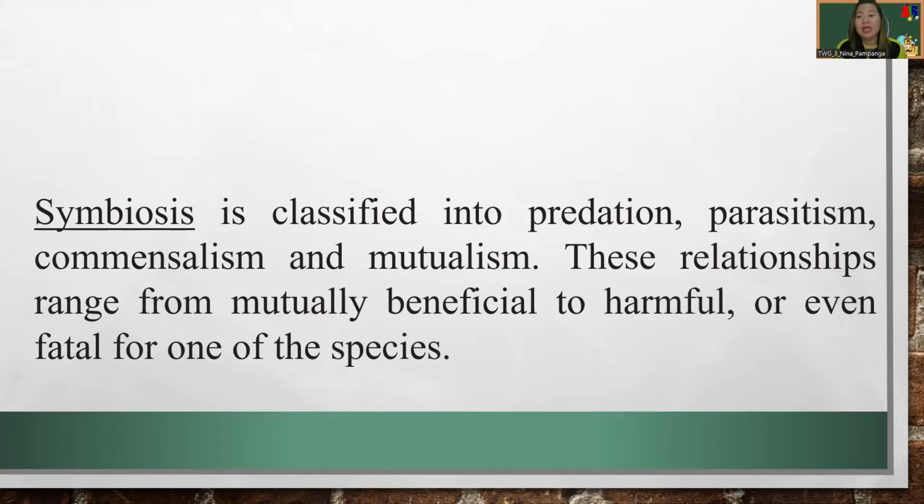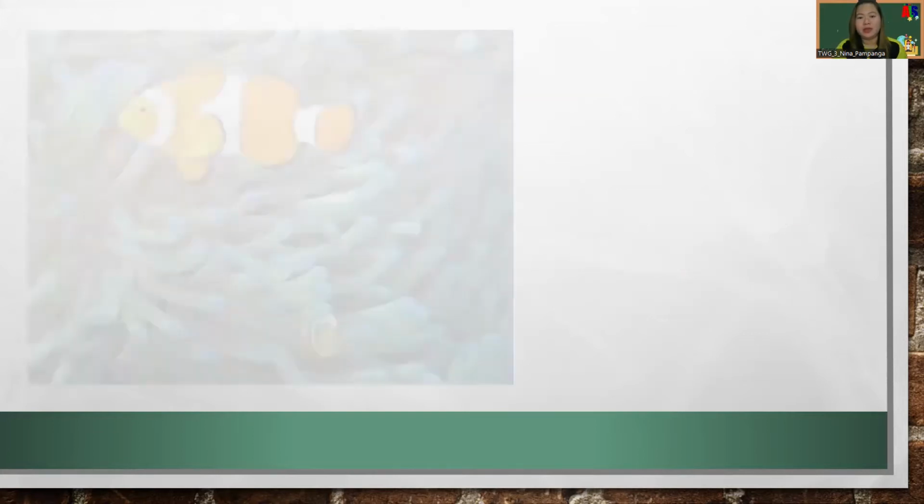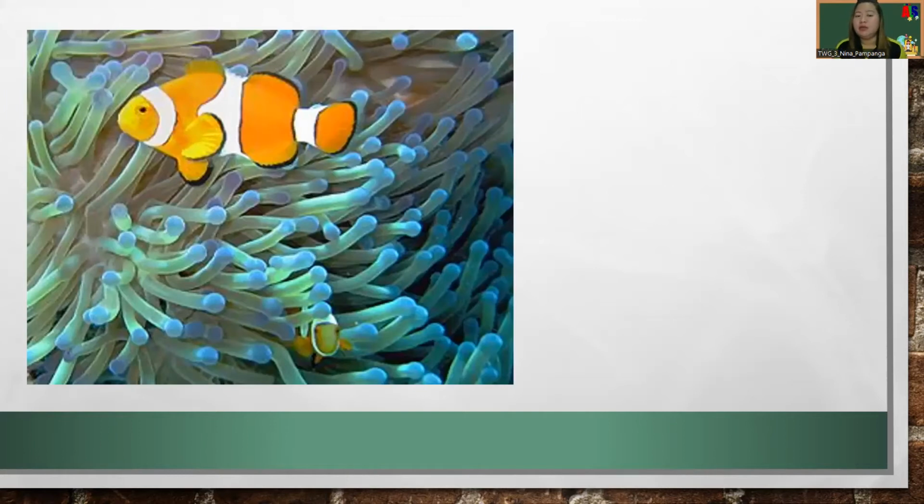Symbiosis is classified into predation, parasitism, commensalism, and mutualism. So, naka-classified pala siya into 4. And then, this relationship range from mutually beneficial to harmful or even fatal from one of the species. So, ibig sabihin, pwede siyang beneficial or pwede siyang nakaka-alarm or alarma sa isang living organism. So, meron akong example dito ng symbiosis. Ayan. Si fish is living together with the coral. So, let's talk about this 4 types of symbiosis.